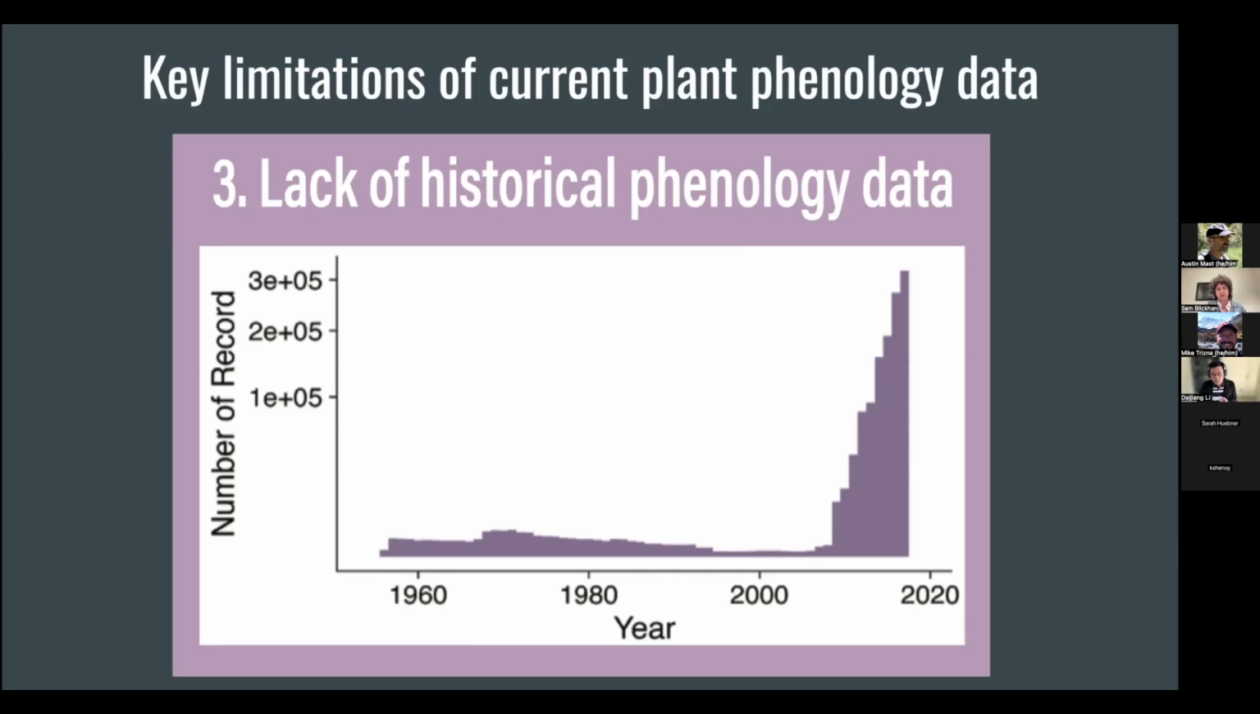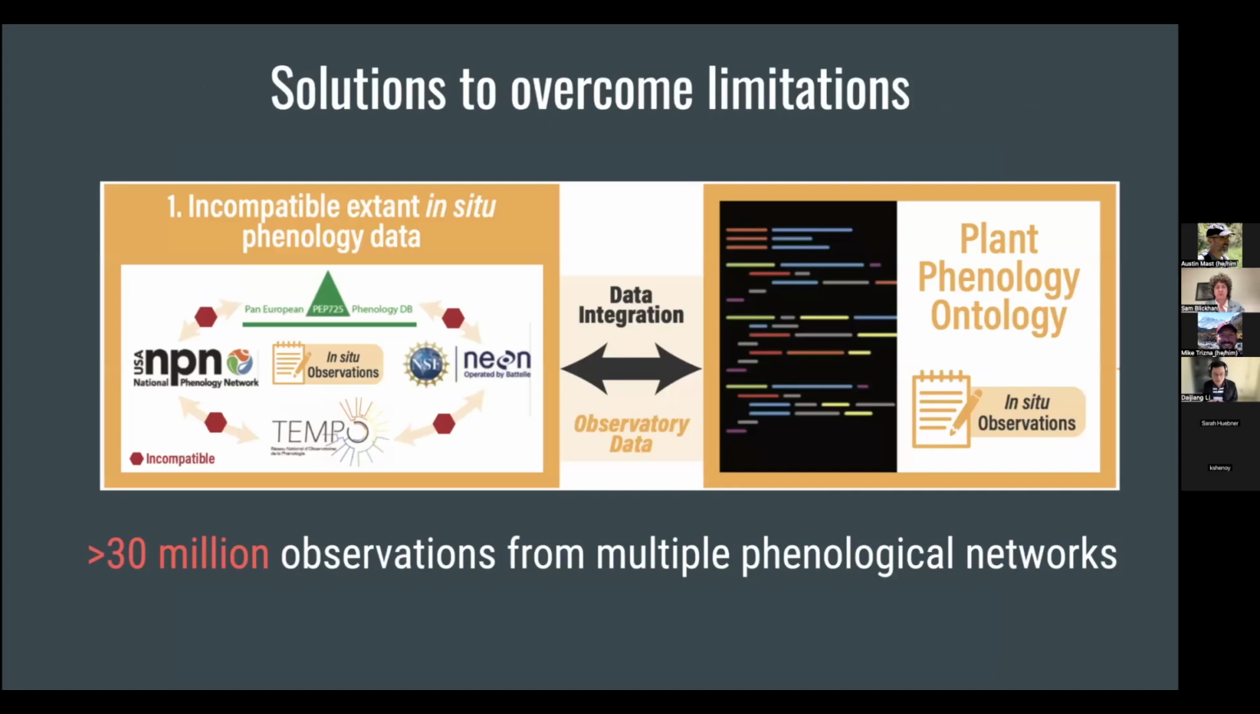But there are also potential solutions for these limitations. For example, the first one: we can develop an ontology, which is a technology to organize knowledge, right? If we can do this and integrate all the existing data, it can easily provide us more than 30 million records of existing plant phenology data.